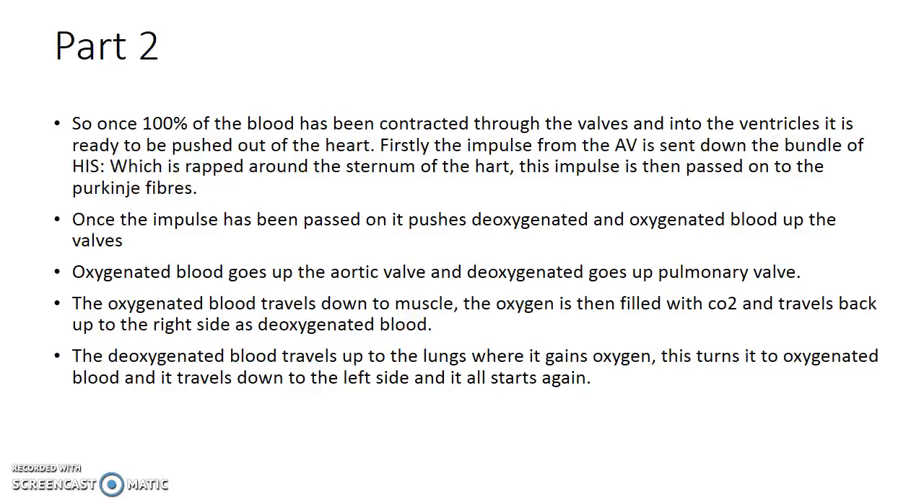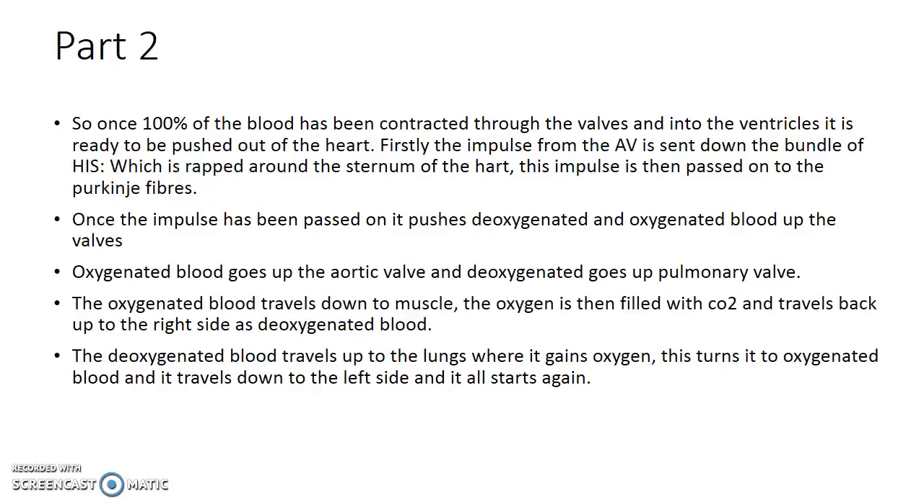So part 2. Once 100% of the blood has been contracted through the valves and into the ventricles, it is ready to be pushed out of the heart. Firstly, the impulse from the AV node is sent to the bundle of His. This wraps around the septum of the heart, and the impulse is then passed to the Purkinje fibres. When in the Purkinje fibres, the impulse is passed on, and it pushes deoxygenated and oxygenated blood up the valves. Oxygenated blood goes to the aortic valve, and deoxygenated goes to the pulmonary valve.